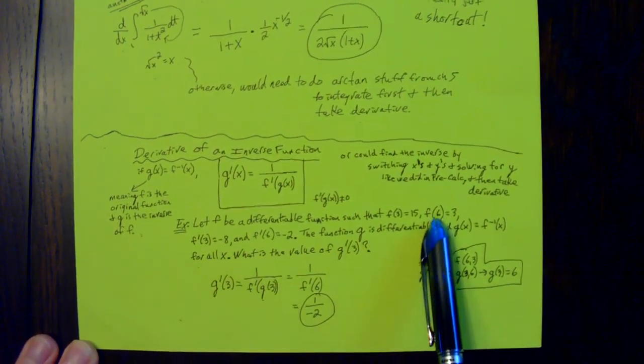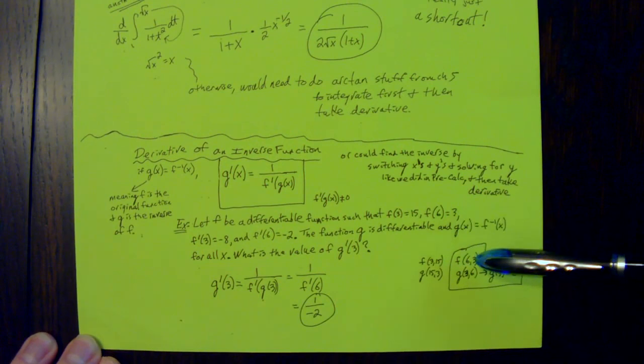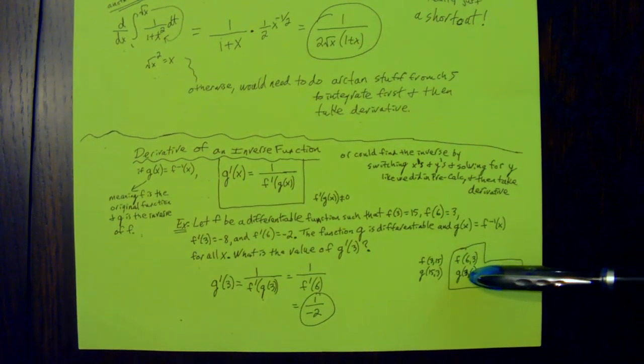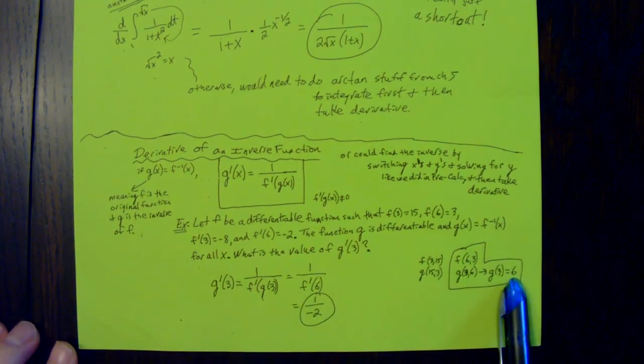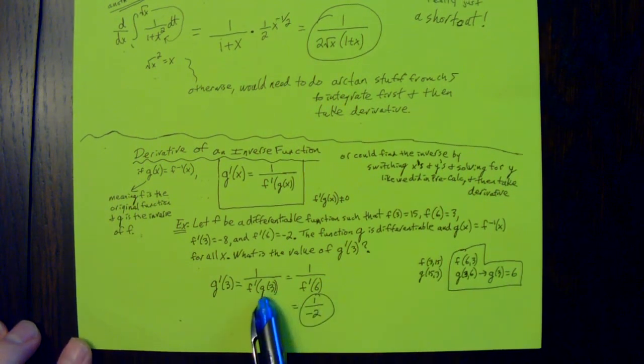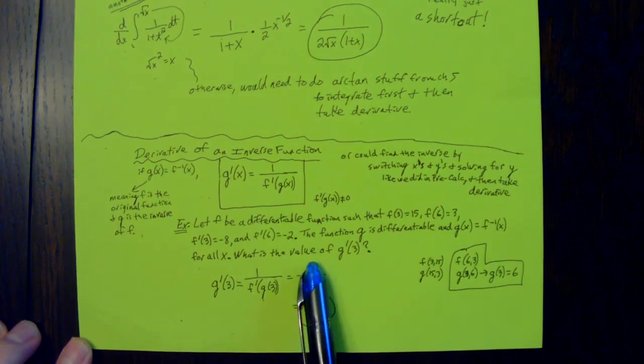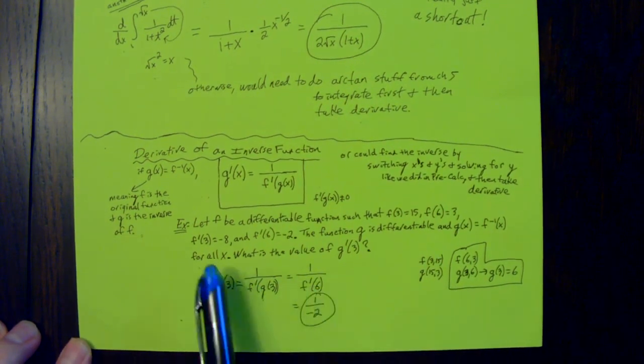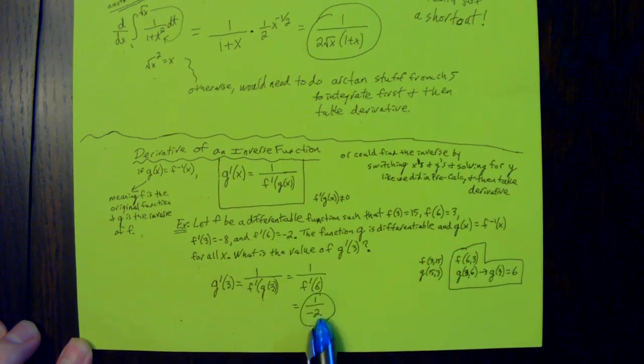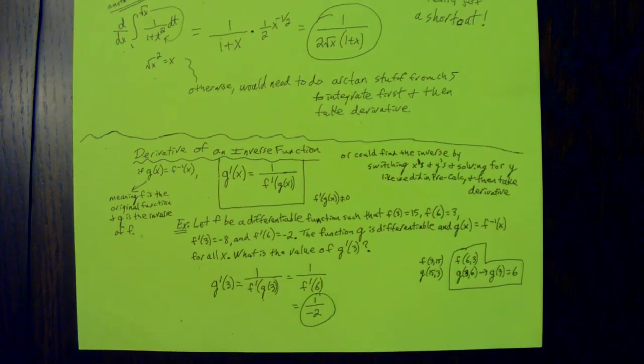That's when it gives me this extra point. If the point (6, 3) is on your f graph, that means (3, 6) is on your inverse graph. You just switch them, and that means g of 3 is equal to 6, and that's the one I needed. So g of 3 is equal to 6, and then 1 over f prime of 6. They give us f prime of 6, which is equal to -2, and there's your answer there. Baby blue.